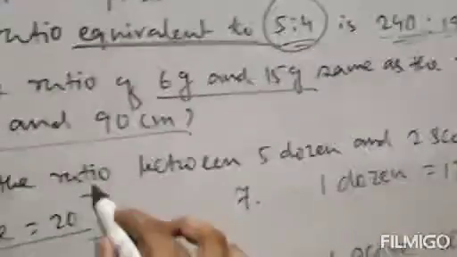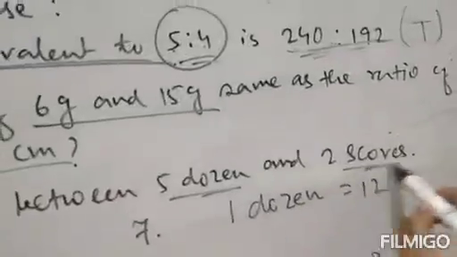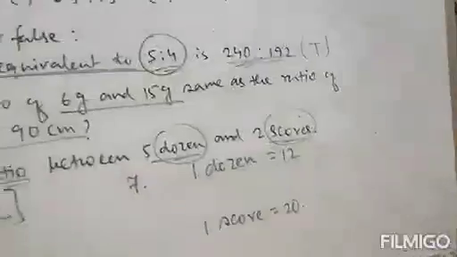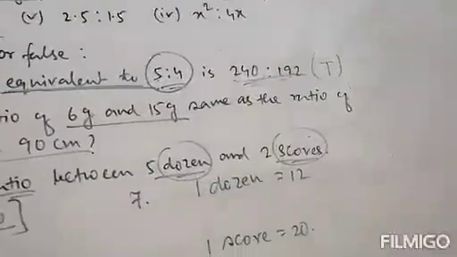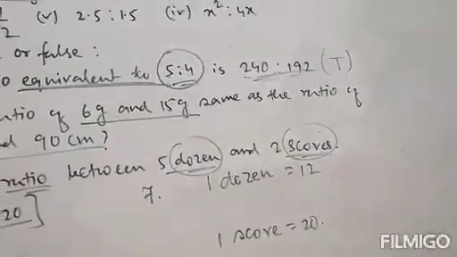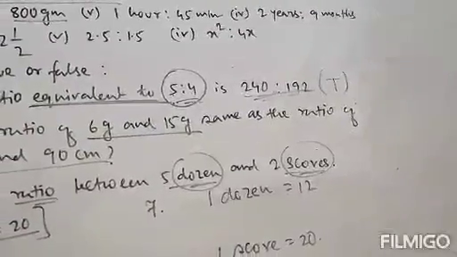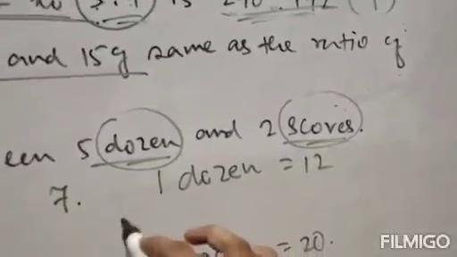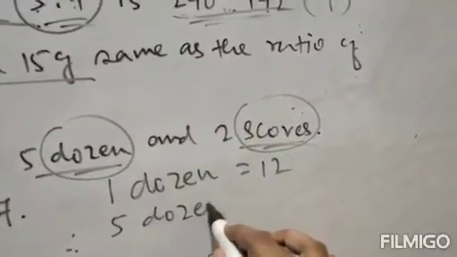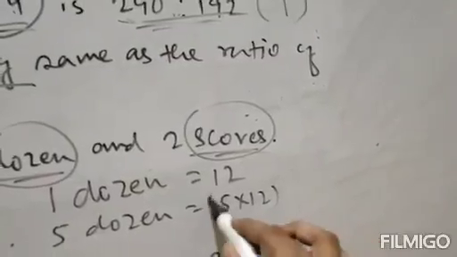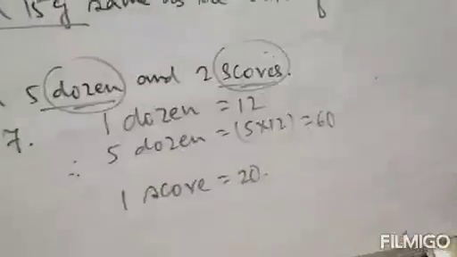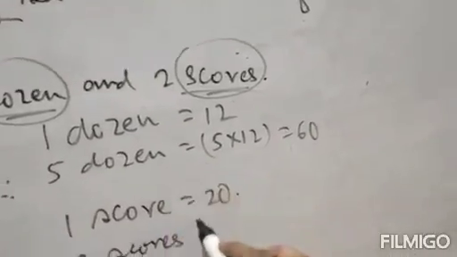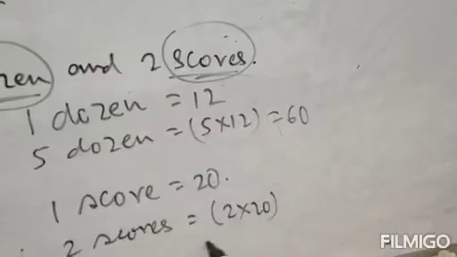Now see, we have to find out the ratio between 5 dozen and 2 scores. Both the units are different. Here the unit is dozen, here the unit is score. So both the units are different, so we cannot find the ratio. As the two units are different, first we have to convert them into the same form, that means the same number. So 1 dozen means 12, so 5 dozen means 5 into 12, that is 60. 1 score means 20. Here it is given 2 scores, so 2 scores will be 2 into 20, that is 40.